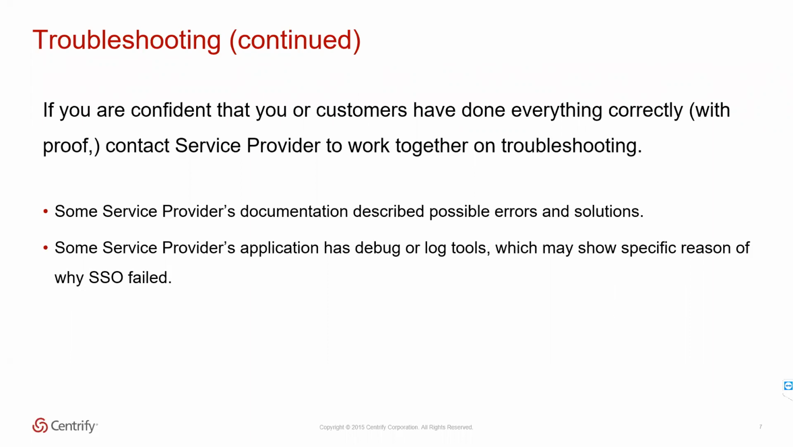Documentation, yeah, some documentation describes possible errors and might give the solutions. Some applications are better, even having debug or logging tools on their side in their admin interfaces. So if you have access to that, you could go in there, and it might have logged some more specific reason why single sign-on failed, which they didn't show on screen when the error happened, but they actually logged it internally inside their system.